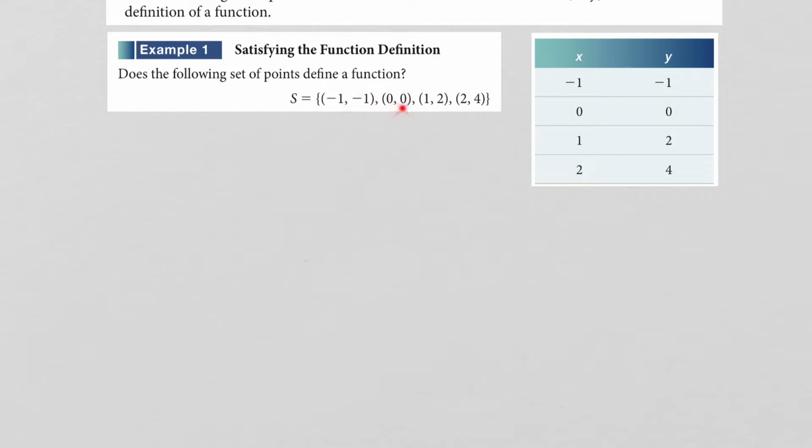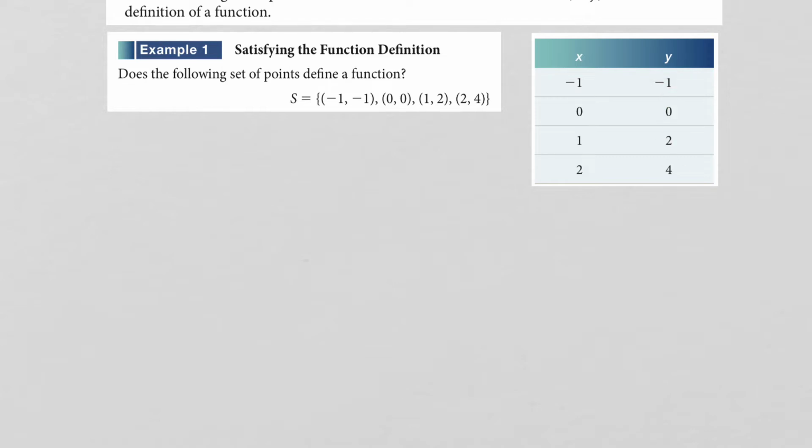It's a little bit hard to tell when it's written like this, but if we take these x and y values and write them in a column, you can see that this is a function because no one x value goes to more than one y value. In fact, every single different x value goes to a single y value.